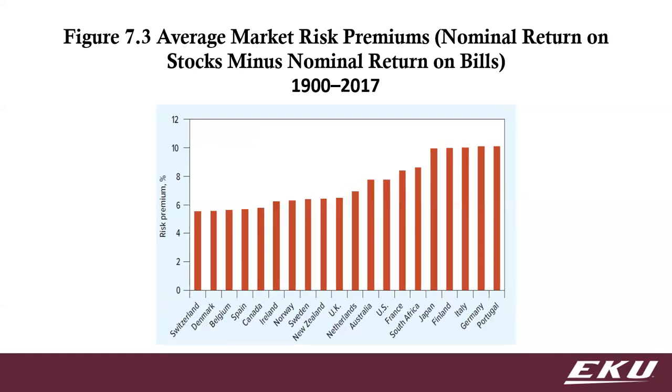And this is just to give you a sense of the market risk premium. This is the nominal returns minus the nominal returns on T-bills, where T-bills would be the risk-free, right? So just to give you a sense of the market risk premium over this time, but understand that it's changed. So it's not static over that 100-year period.